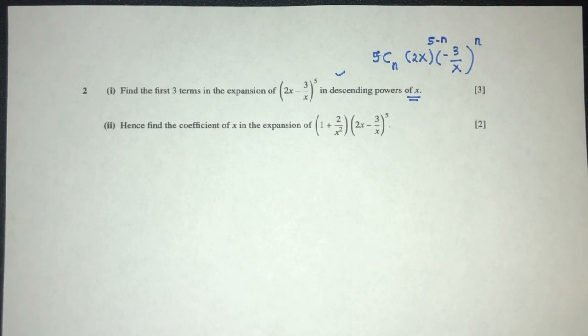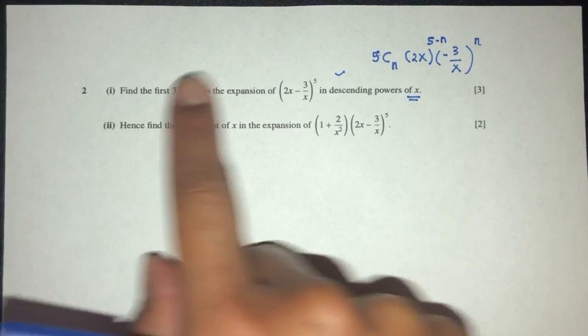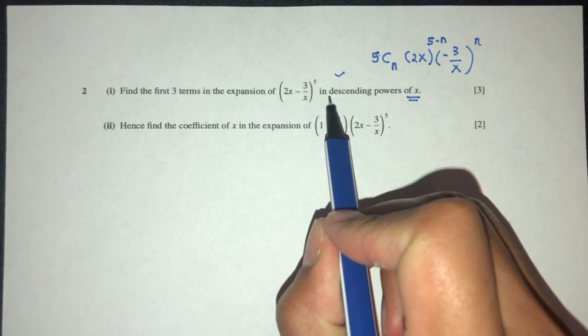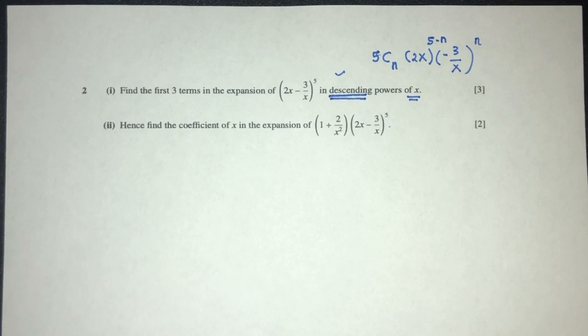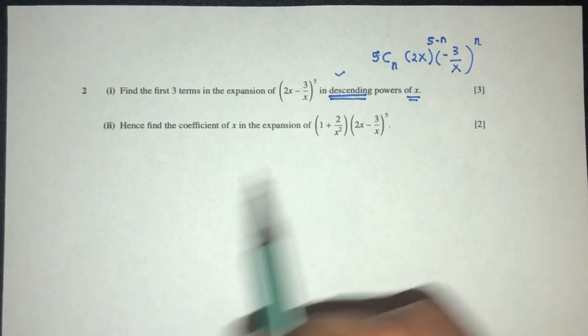Now we have to choose the terms we will need so that we have the first 3 terms in descending powers of x. It is important in this question to know exactly what they are asking you to find. From biggest to smallest, we have to first begin with the highest power.